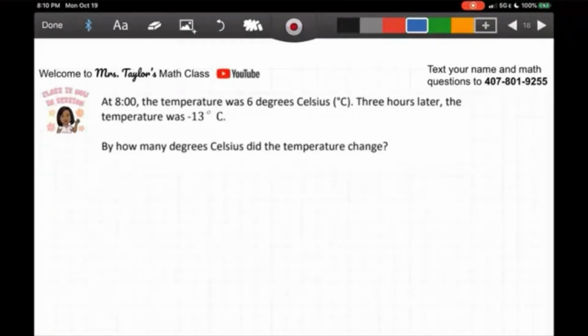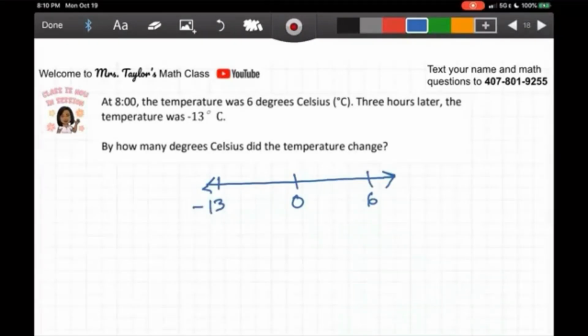So let's see here. At 8 o'clock, it was 6 degrees Celsius, and then 3 hours later, which would be 11 o'clock, it was negative 13 degrees. So what's the temperature change? Again, you could do this on a number line if you need to. 0, and this is at 6, and then this over here was negative 13. They just want to know the distance between the two. So remember when we're measuring this, here is 6 and this is 13. So the temperature change is 19 degrees, and that's it.